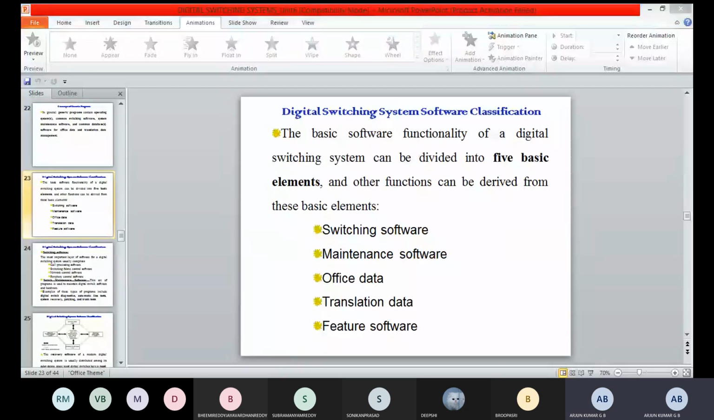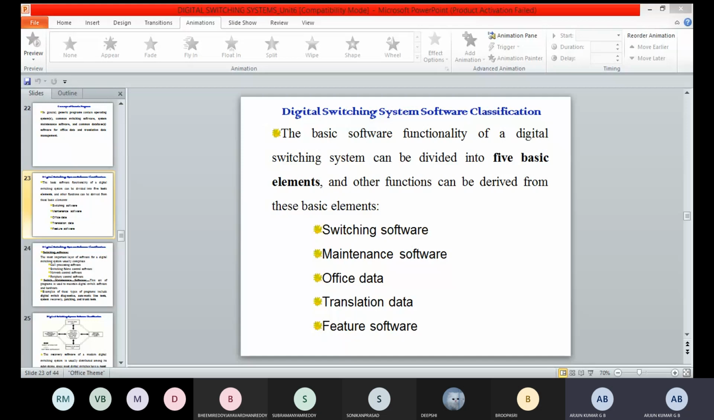Next we'll go to digital switching system software classification, the classification of the software. Based on the functionality of the DSS, it can be divided into 5 classifications. Based on the software functionality, a digital switching system can be divided into 5 basic elements, and other functions can be derived from the basic elements. The first one is switching software, the second is maintenance software, the third is office data, the fourth is translation data, and the fifth is feature software.